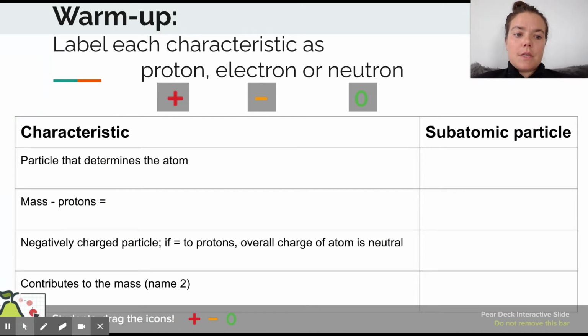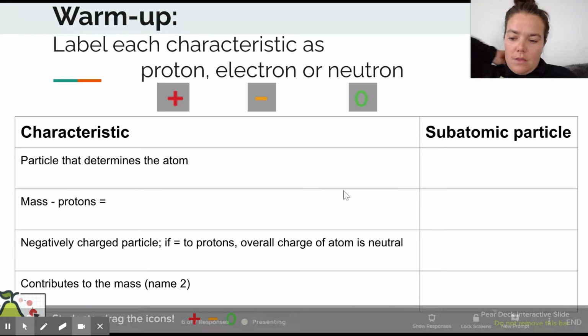All right, so let's start with this warm up. There are 4 characteristics listed on the left side, and each of them describes 1 or 2 of the subatomic particles. Which particle determines the atom? Which particle is calculated by taking the mass and subtracting the protons? Which particle is negatively charged and, if equal to the protons, makes for a neutral atom? And which 2 particles contribute to the mass?